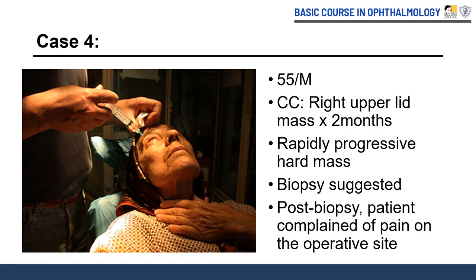Case 4 is a 55-year-old male consulting for right upper lid mass of 2 months duration and described as a rapidly progressive hard mass. Biopsy was suggested and post-biopsy, patient complained of pain on the operative site.